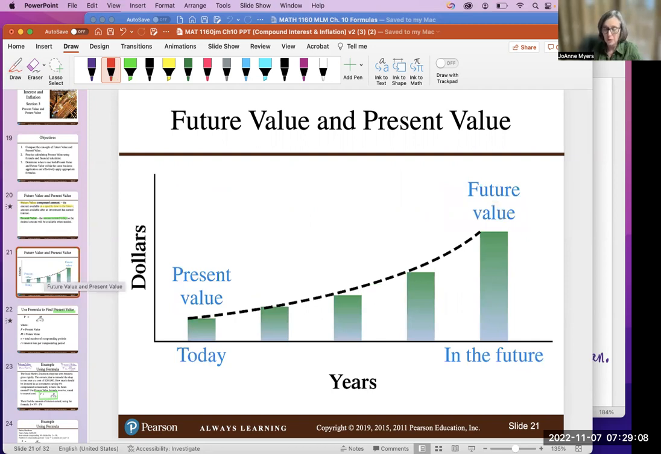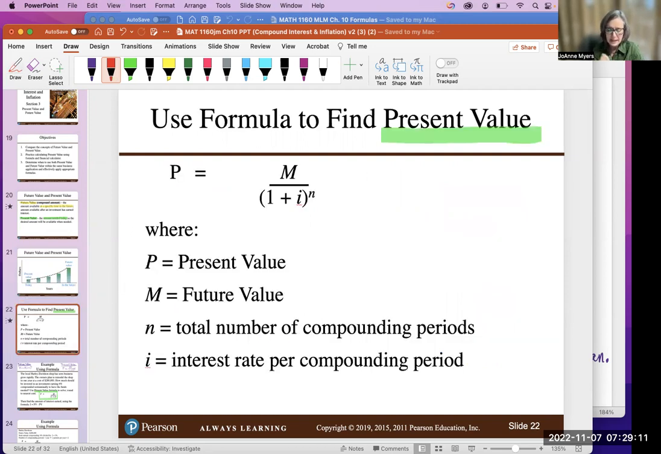Future and present value are related. Here's the formula. Present value is M, the maturity value, divided by 1 plus I to the N.